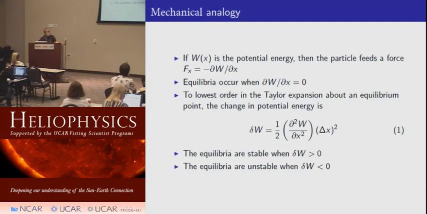Now, when is the system stable? The system is stable when physically you give it a perturbation and its potential energy actually increases due to the perturbation. The system will tend to resist that. Hence, the condition for stability becomes when the second derivative is actually positive, that is delta w greater than 0.